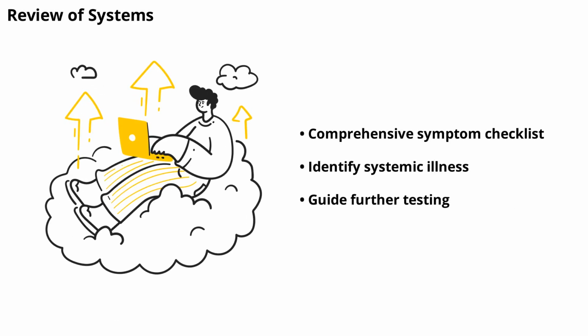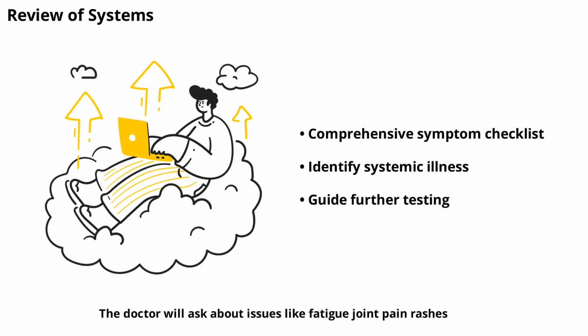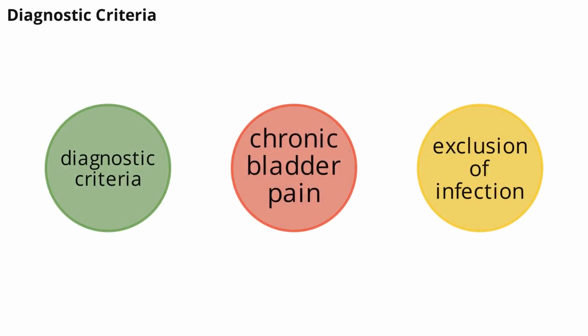A review of systems is a comprehensive checklist of symptoms affecting different parts of your body. The doctor will ask about issues like fatigue, joint pain, rashes, or gastrointestinal problems. This broad review helps identify other conditions that might be linked to your bladder symptoms or point to a systemic illness. Doctors use established diagnostic criteria to confirm IC.